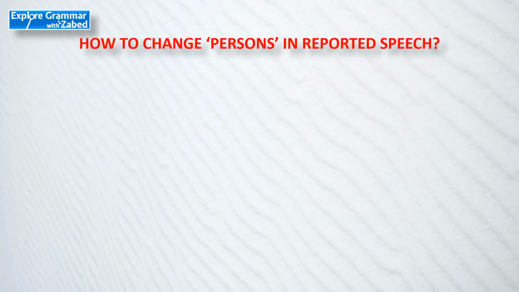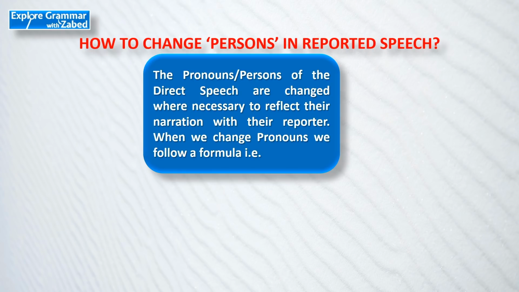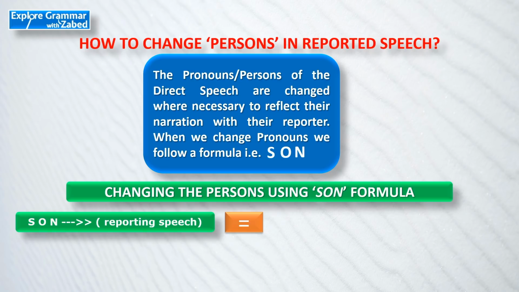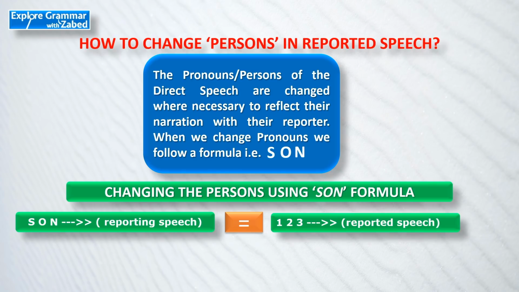As you have already got to know, to convert a sentence from direct speech to indirect speech, we must change the personal pronouns. The pronouns or persons of the direct speech are changed where necessary to reflect their narration with their reporter. When we change pronouns, usually we follow a formula named SUN formula. For changing to indirect speech, pronouns of reported speech are changed as per SUN equal to 1, 2, 3.